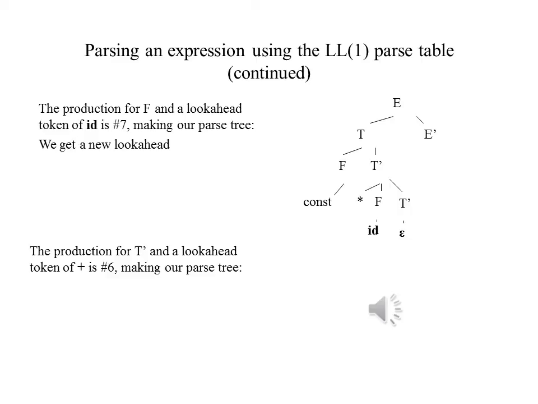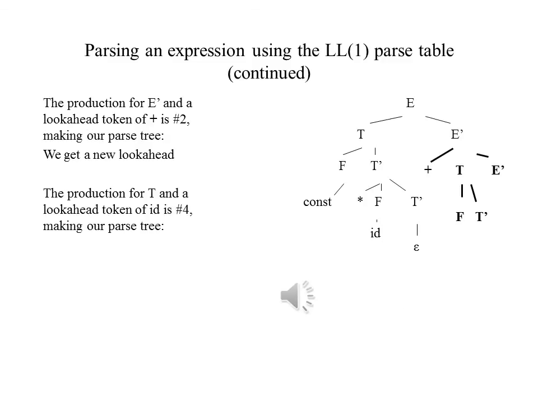We match identifier with our token and then get a new token from the scanner, plus. We now move to F's brother T prime. Looking up T prime and plus in the parse table gives us production 6. T prime derives the empty string. Since T prime doesn't have younger siblings, we go to E prime, the start symbol's younger child. We look up E prime and plus in the parse table and get production 2. E prime derives plus T E prime.